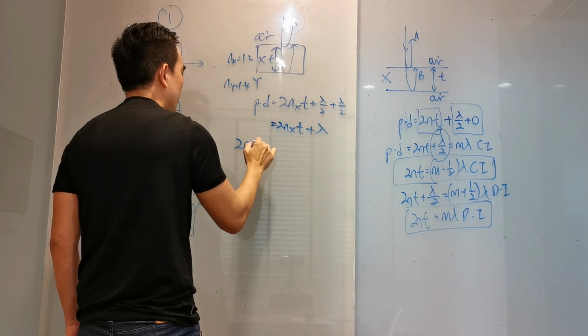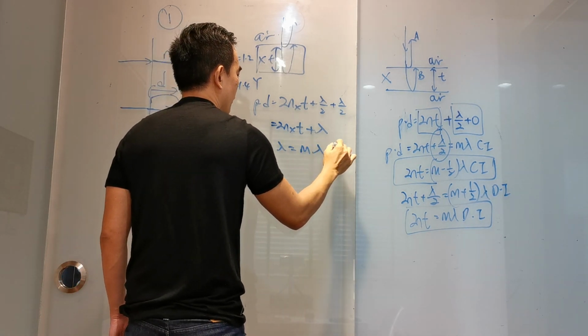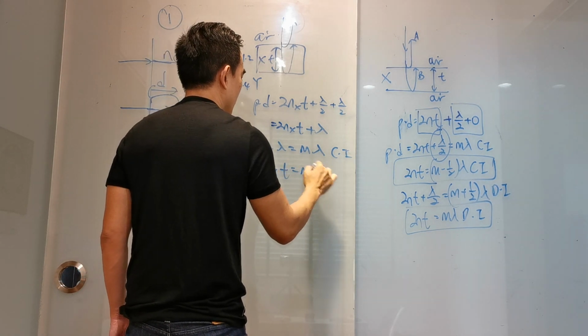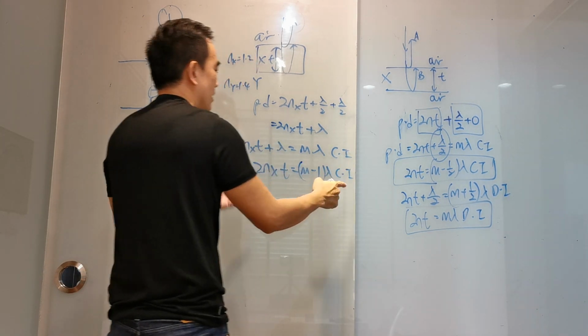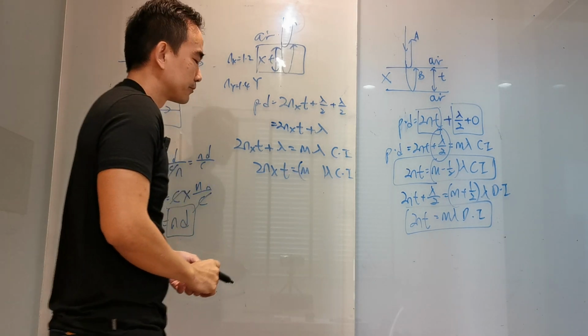Now for path difference equal to m lambda for constructive, 2nxt is equal to m minus 1 lambda. Now m minus 1, an integer minus 1, is still the same, so I'll just put it as m lambda.